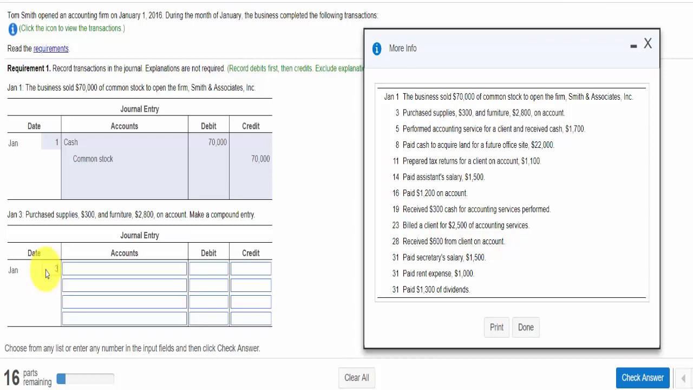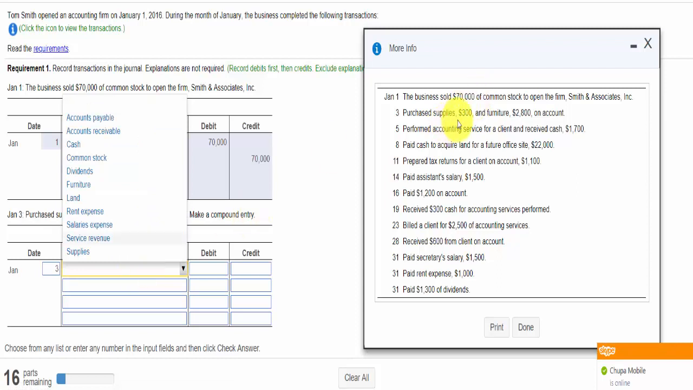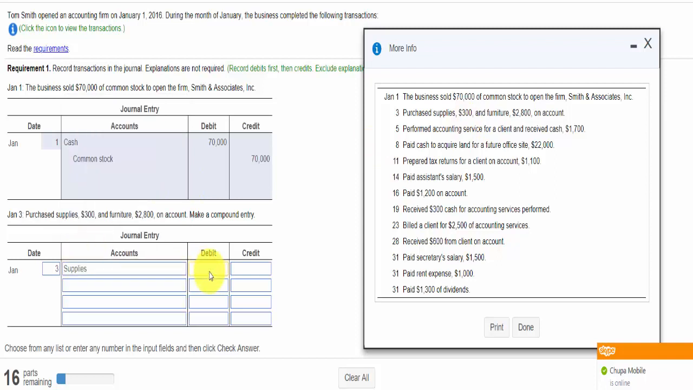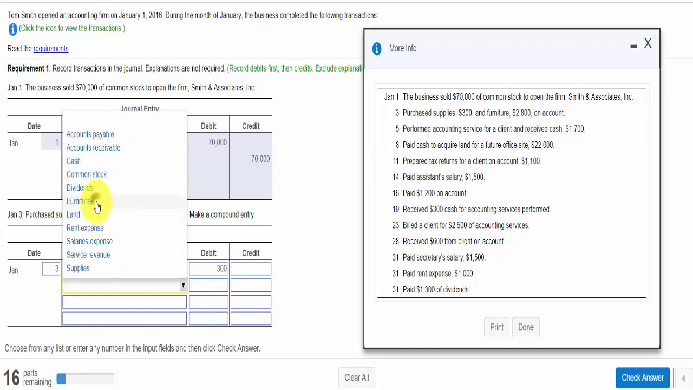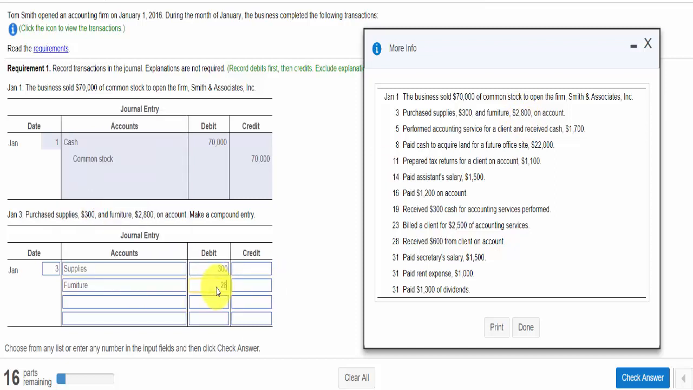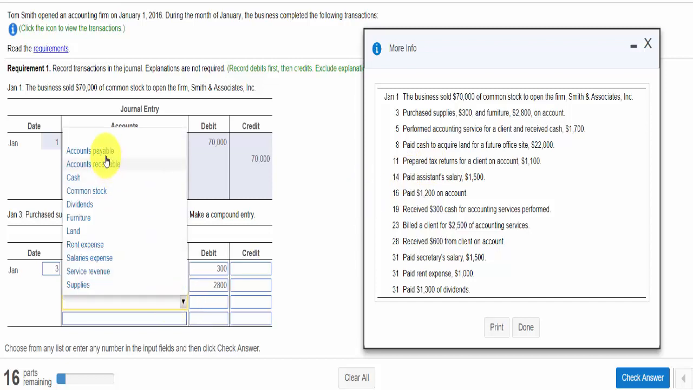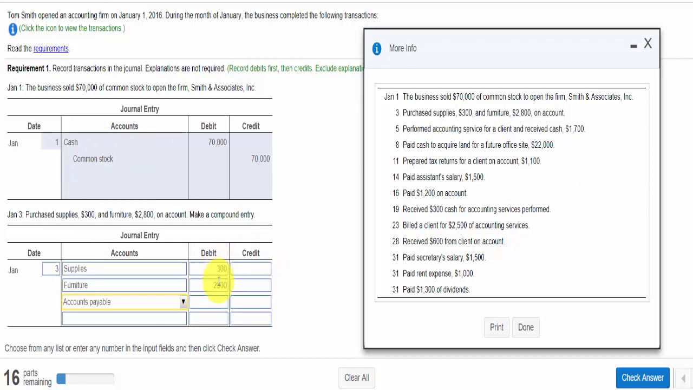In date we write 3, and we will use supplies. Supplies is our asset account. An increase in asset is always a debit. So we debit 300. Furniture is also our asset account. Then we write 2800 in the furniture account. Second is on account. On account means our business will pay later. We use the other head, accounts payable. Then we will add these two entries.